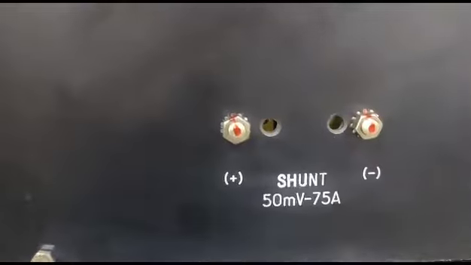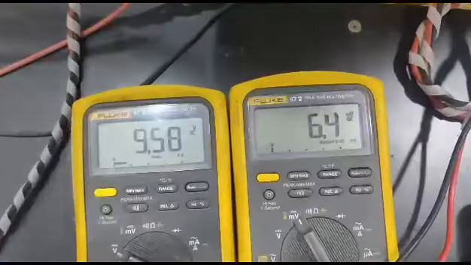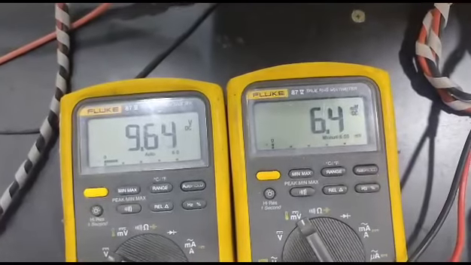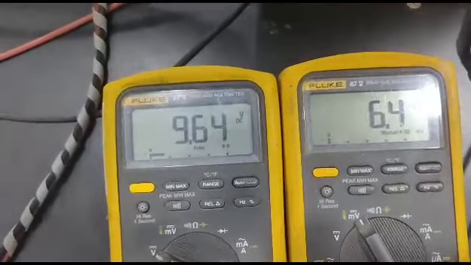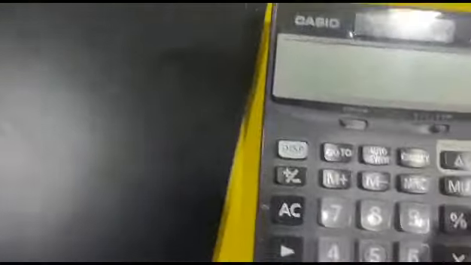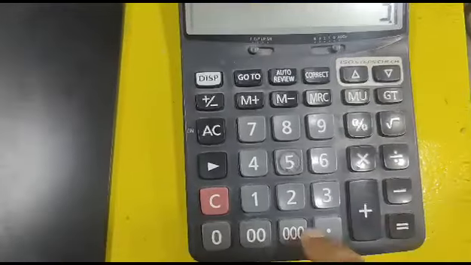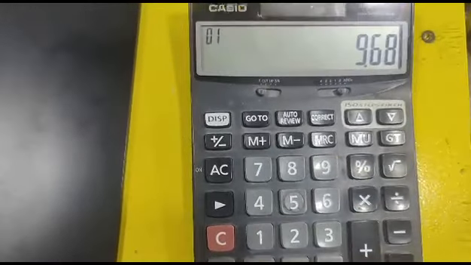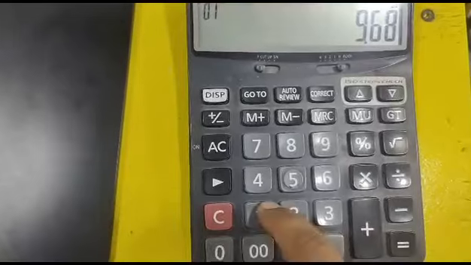For current also, the millivolts we measured is 6.4. So 6.4 plus 12.5 divided by 3.125. So 6.048 we need to get in the current transducer output. And the same we are getting here, 6.046.